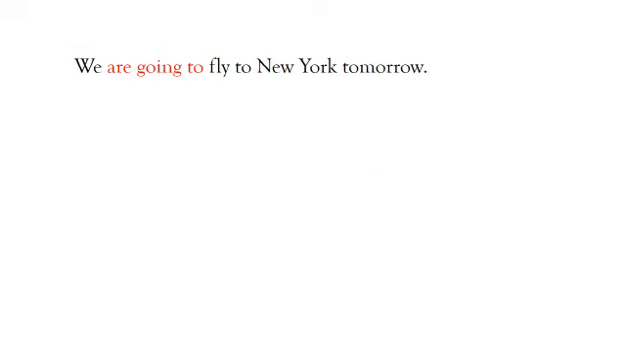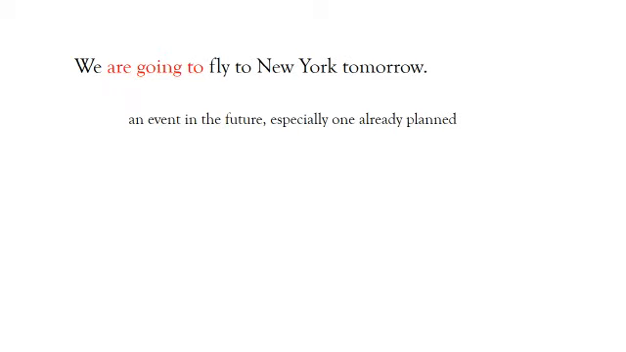The first sentence: we are going to fly to New York tomorrow. We are going to fly to New York tomorrow. And here we are talking about an event in the future, especially one that has already been planned.